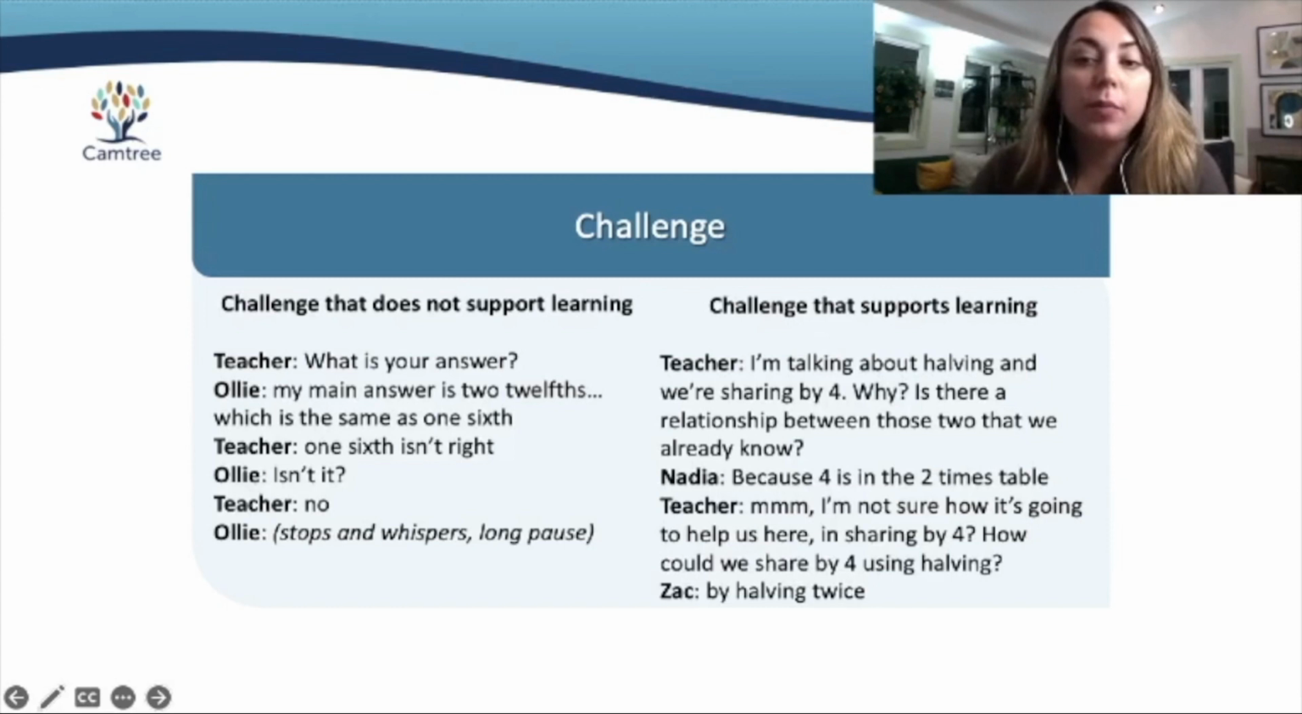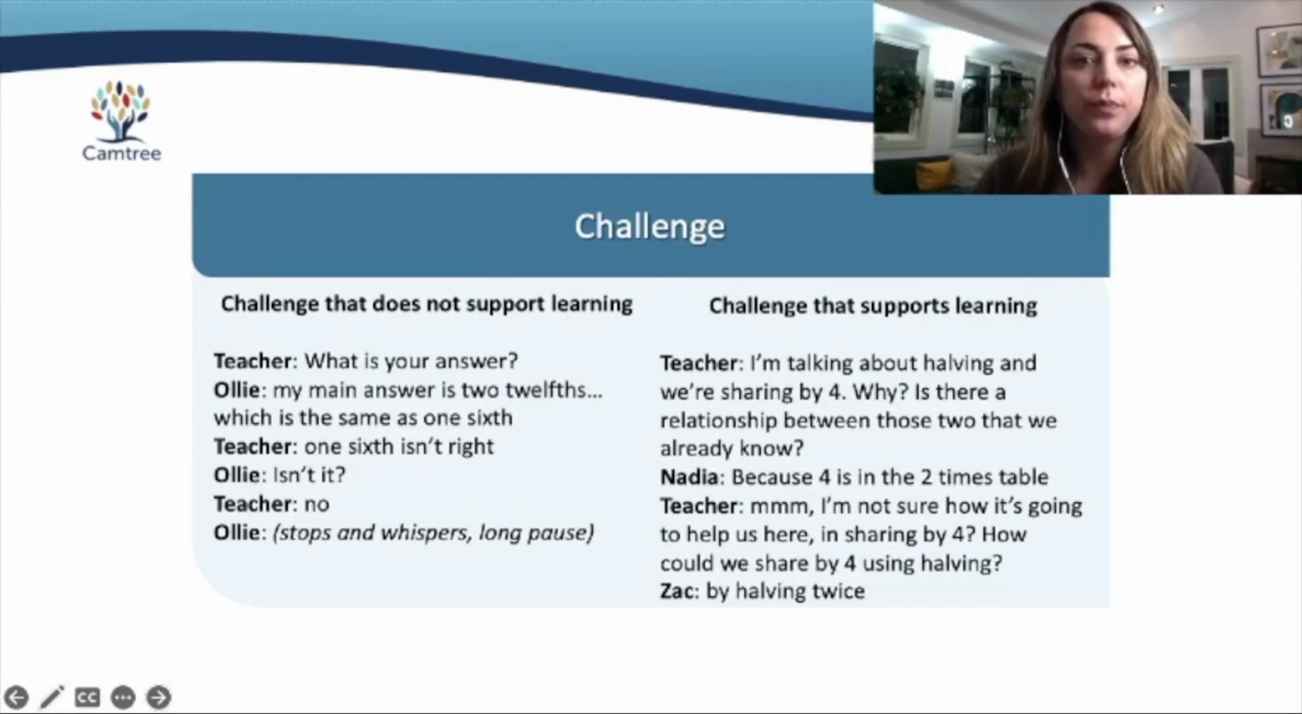So the example on the right, as you can see, is much different than that. The teacher says, I'm talking about halving and we're sharing by 4. Why? Is there a relationship between those two that we already know? Nadia responds, because 4 is in the 2 times table. The teacher responds, I'm not sure how it's going to help us here in sharing by 4. How could we share by 4 using halving? Zach responds, by halving twice. So in this example, you can see that the teacher challenges the student's response respectfully by expanding and carefully rephrasing the question.